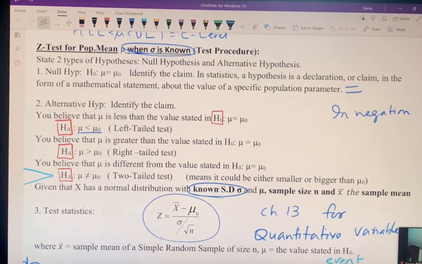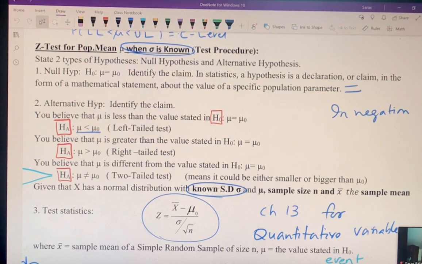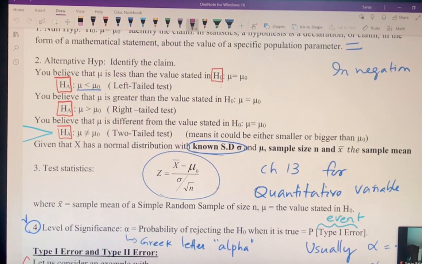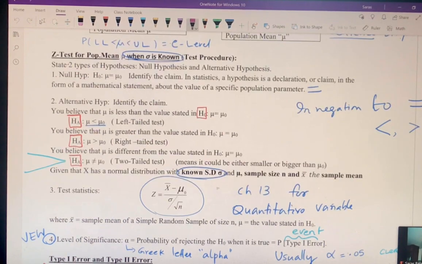The null hypothesis is H sub 0: mu equal to any number coming from the population, which I'm denoting as mu sub 0. And you are going to identify the claim. That is right. We will talk about this later. So don't worry about this part. Identify that claim. Right.